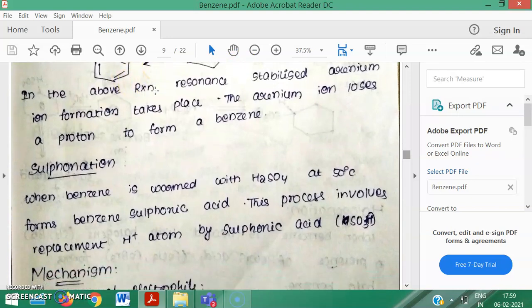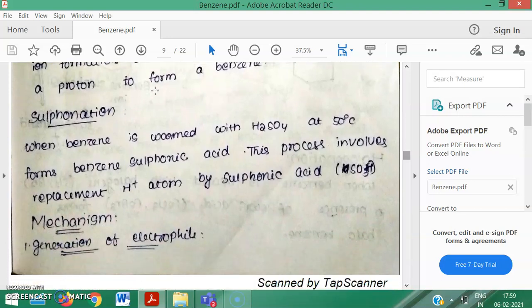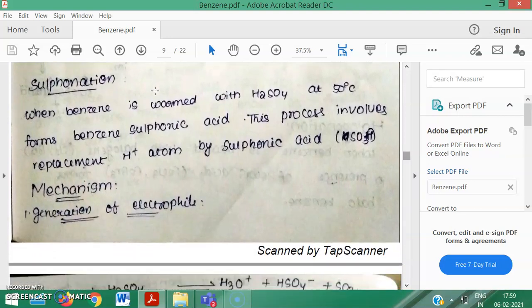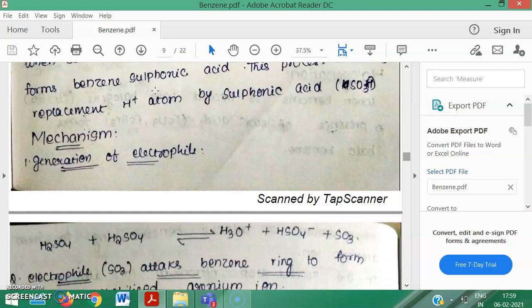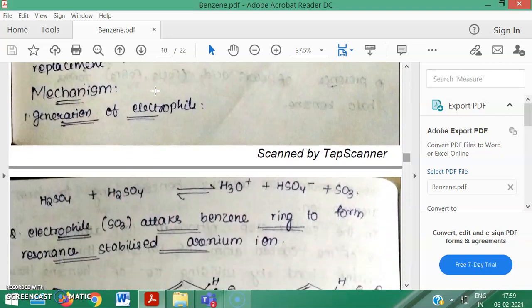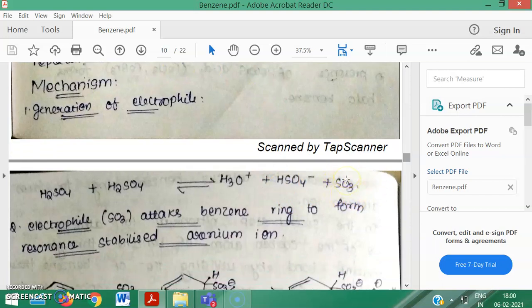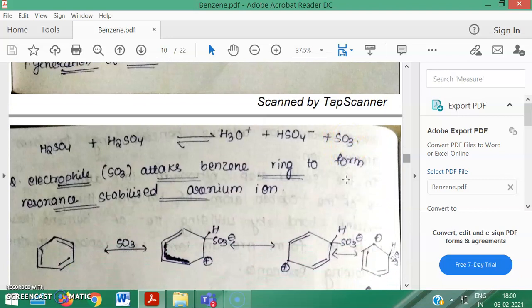In the same manner, sulfonation. In sulfonation, we can use only sulfuric acid, and here also 2 moles of H2SO4 are involved, producing SO3, which is electrophilic in nature. This SO3 directly attacks the benzene ring. It acts as an electrophile even though it does not have any positive charge. It has the nature of taking electrons, so that's why it is an electrophile.